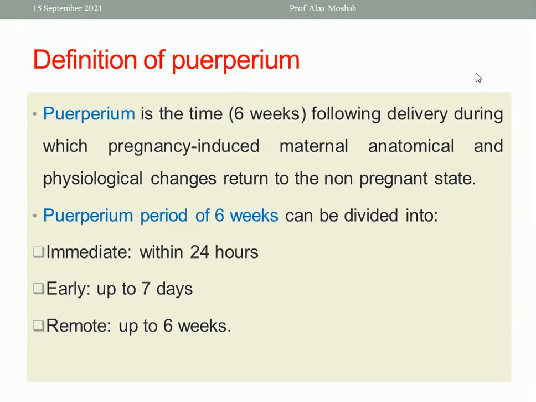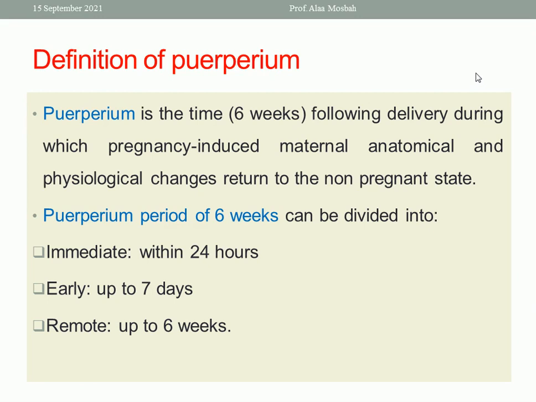Let us start with the definition of puerperium. Puerperium is the 6 weeks following delivery. It's called puerperium, during which pregnancy-induced maternal, anatomical, and physiological changes return to the non-pregnant state. Okay, so it is the 6 weeks following delivery, and all anatomical and physiological changes which occurred during pregnancy regress during this period.